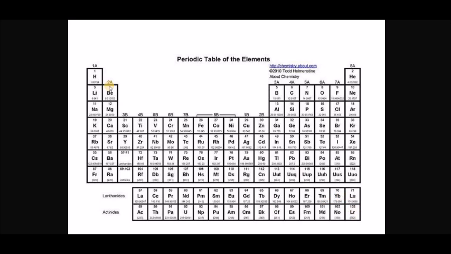This is not the biggest one, and as you'll notice, as we go from the top left to the bottom right, the numbers are getting larger. But this one right here, all the way at the bottom right, that's not the biggest one, because technically it's stuck in there somewhere. This one, Uuo, which has a name now, I forget what it is, is the biggest atom that we know of.